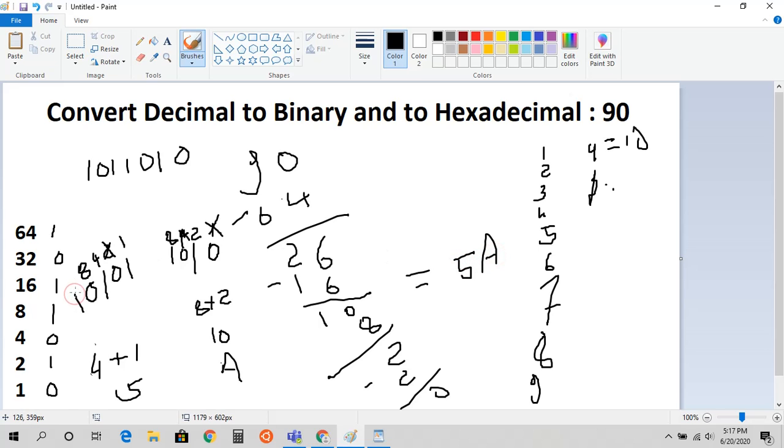So this is our binary number, and 5A is our hexadecimal for 90.